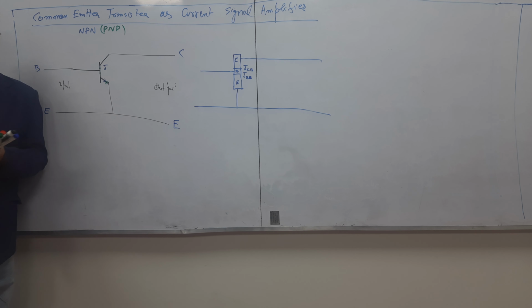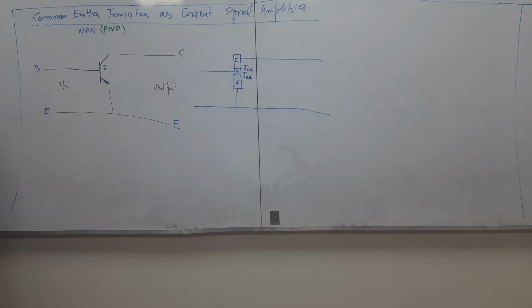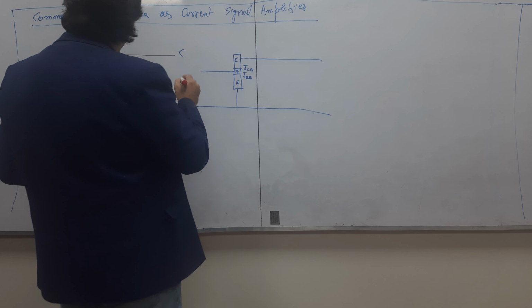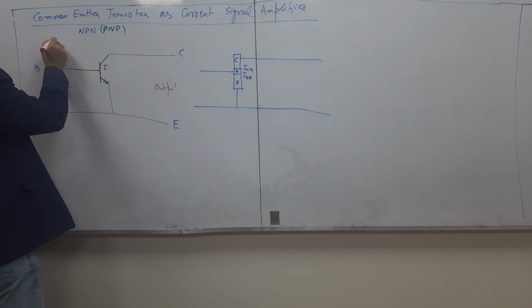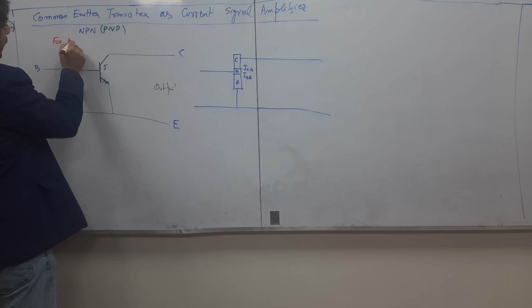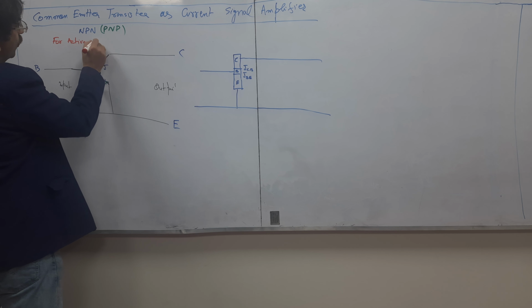Base emitter junction, as I have already discussed, will always be forward biased for an active transistor. The base emitter junction must be forward biased for active mode.